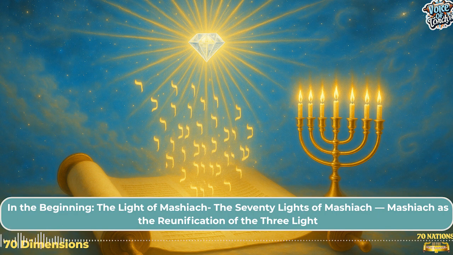Now, you mentioned unity, but the teachings often talk about a kind of duality, don't they? Like the revealed Torah versus the hidden inner Torah, Chassidut, the soul's secrets. How does the light of Mashiach bridge that gap? Well, according to these sources, bridging that gap is the main event. The ultimate function of the light of Mashiach is precisely to fuse these two aspects, the outer and the inner, so all 70 dimensions shine together as one integrated light.